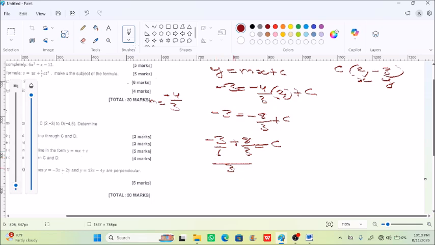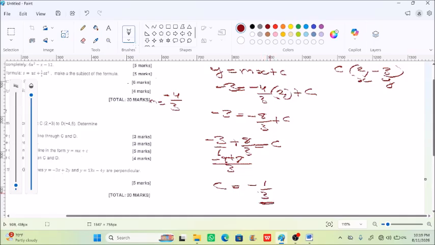1 into 3 is 3, and 3 times negative 3 is negative 9, plus 3 into 3 is 1, and 1 times 8 is 8. So negative 9 plus 8, we have negative 1 over 3. So our constant is equal to negative 1 over 3. This one is our constant.